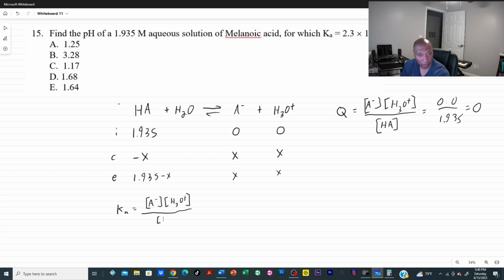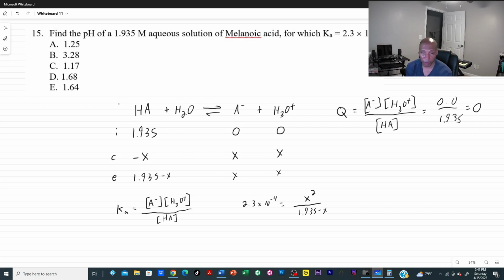All right, so I'm going to go ahead and write my equilibrium expression. Ka in this case is equal to my conjugate base concentration times my H3O plus concentration divided by my acid concentration. Of course, we know the value of Ka is 2.3 times 10 to the negative 4. That's going to equal my conjugate base concentration x times my hydronium ion concentration x, so x squared, divided by my equilibrium acid concentration, which is 1.935 minus x. This is looking like a second-order polynomial. It is a second-order polynomial.